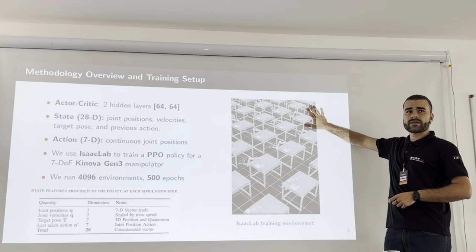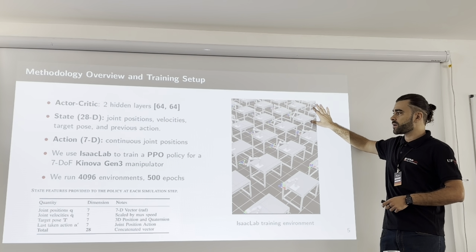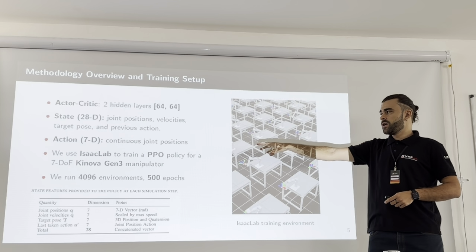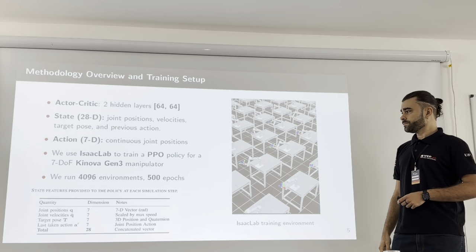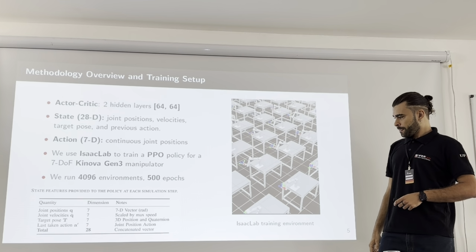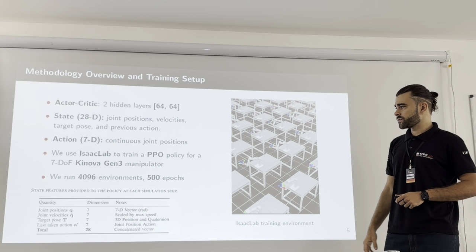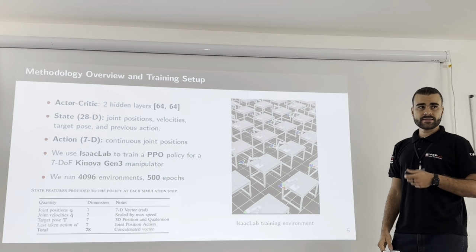And we use Isaac Lab with Isaac Sim, which is the simulator and the reinforcement learning framework to train this pipeline. We train a PPO policy for Kinova Gen 3, which is a 7DOF robotic manipulator. We run 4,096 environments on 500 epochs. Here we can see our state vector, so 7 joint positions, velocities, target pose, and the last action taken.